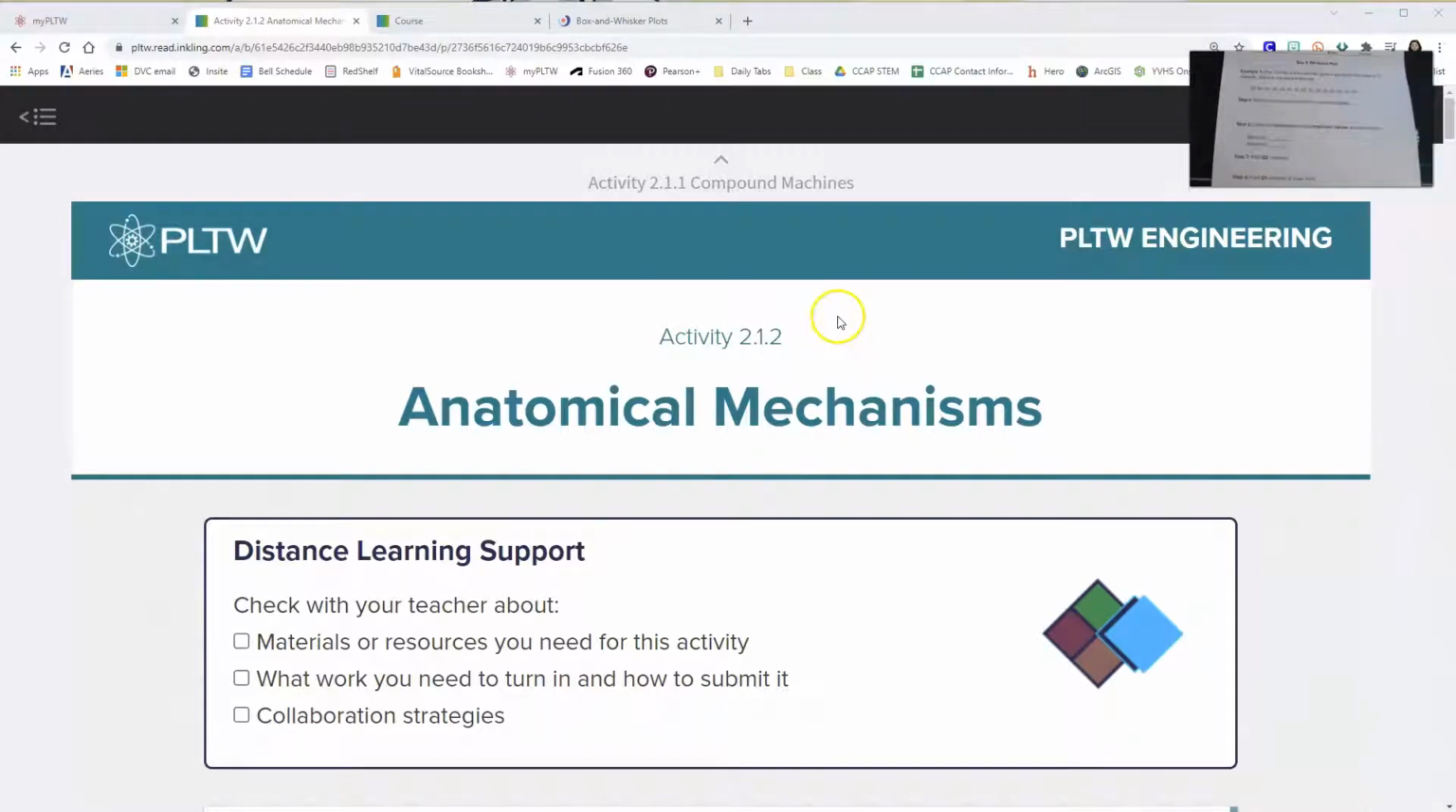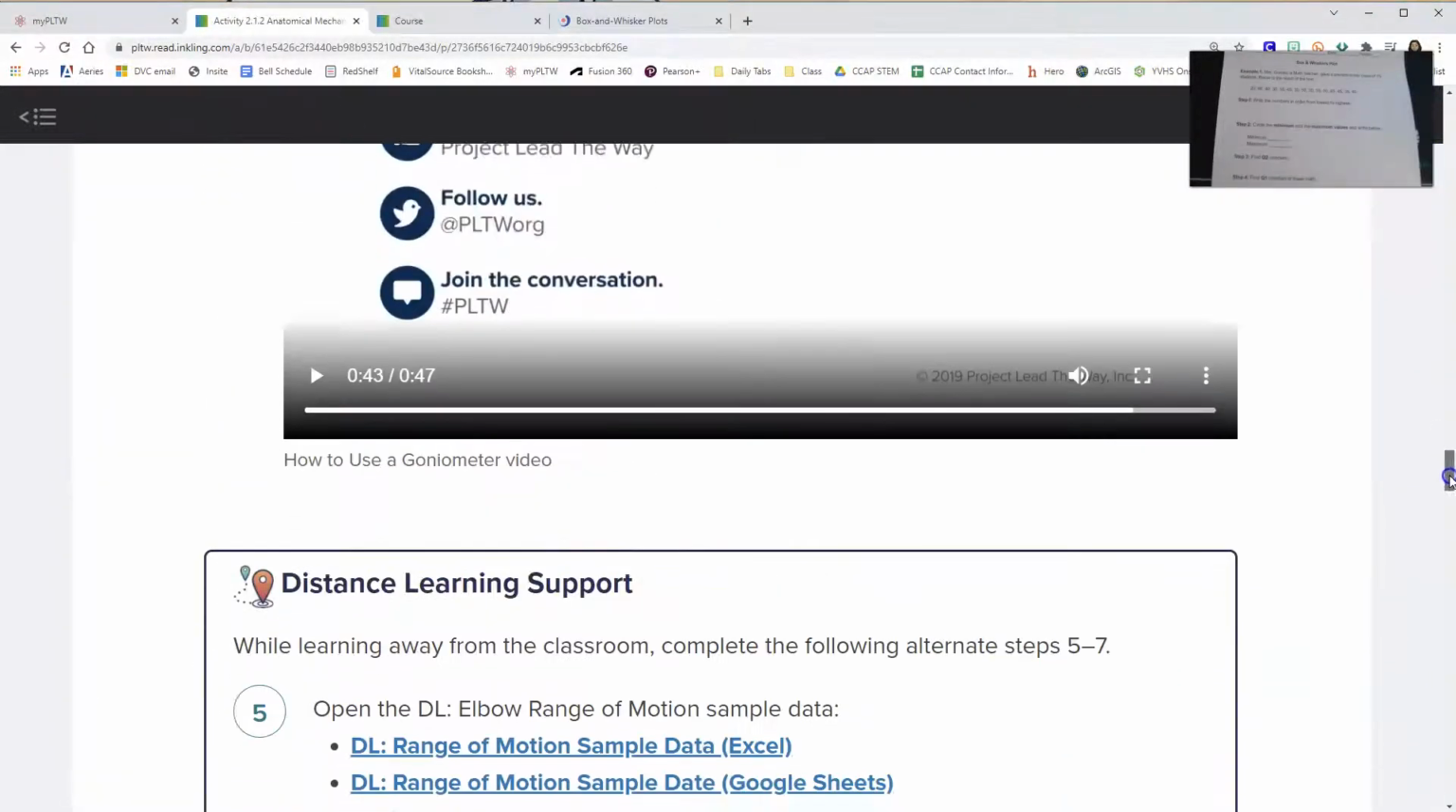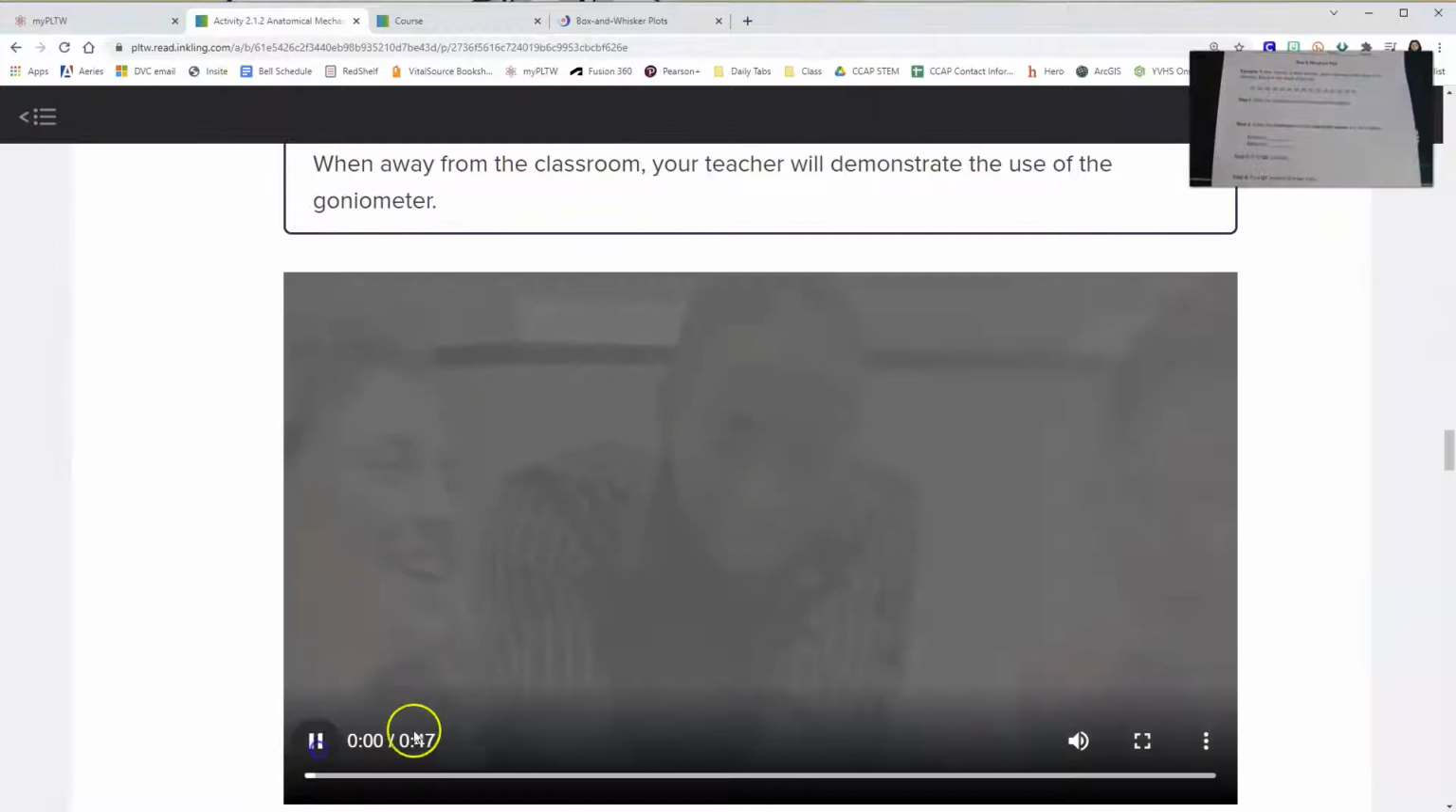Let's continue with our lesson on Activity 2.1.2 Anatomical Mechanisms. If you remember, last time we went and measured the minimum bend angle of our elbows and the maximum bend angle of our elbows. So to remind you of what we did, let's watch this quick video.